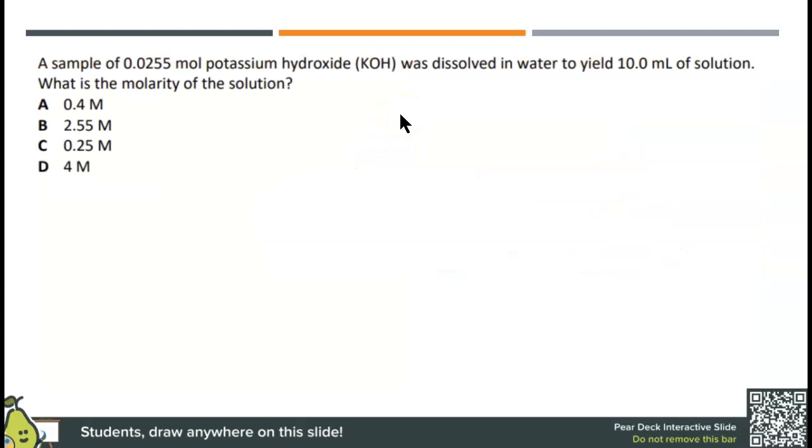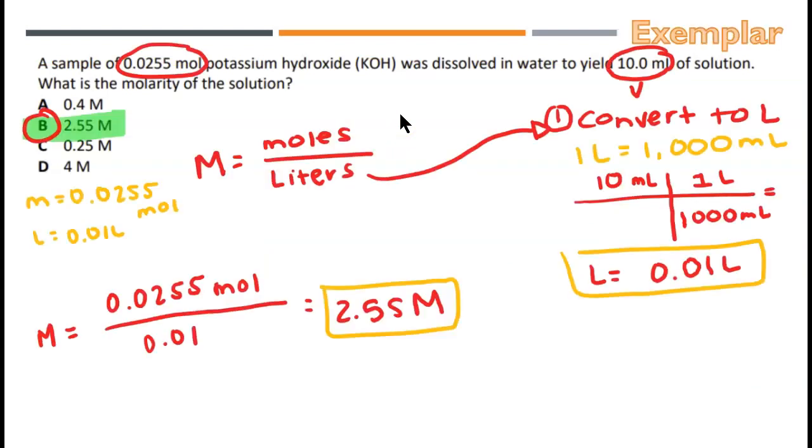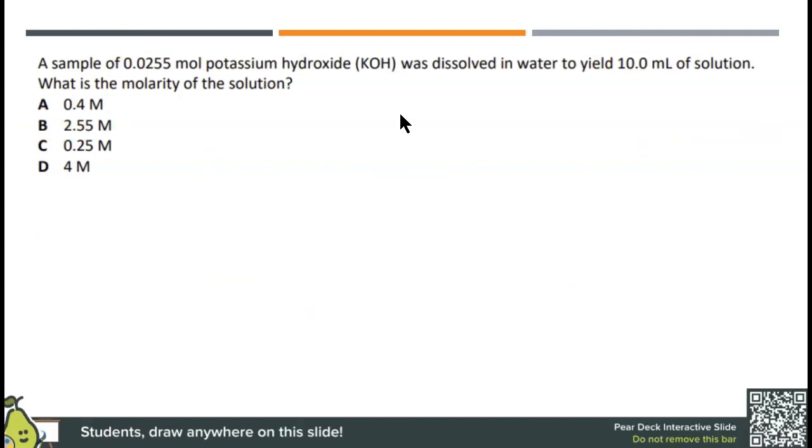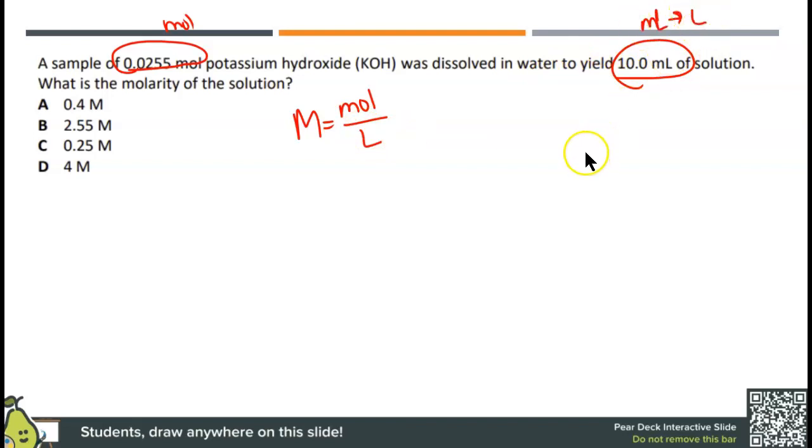So it says a sample of 0.255 mole of potassium hydroxide was dissolved in water to yield 10 milliliters of a solution. What is the molarity of the solution? First thing you need to do is identify your variables. I have my moles, because MOL is short for moles, and here I have my milliliters. When we are solving for molarity, remember it is moles divided by liters. So I need to convert this milliliters to liters.